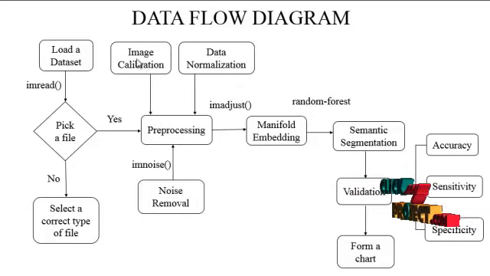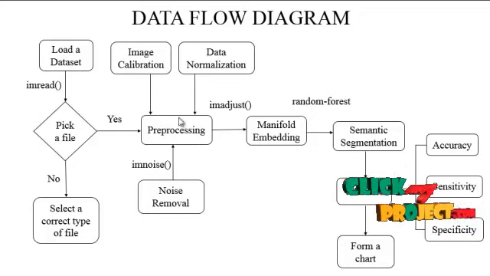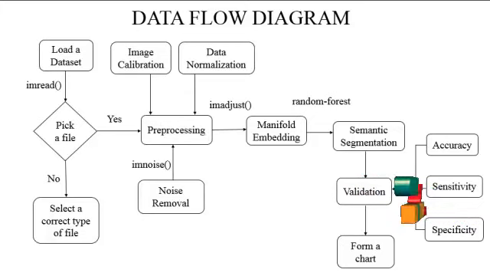In image calibration, we follow the image resectioning, that is the rotation of the image. In data normalization, we can change the range of pixel intensity values. In the system, we use the norm2 function. For noise removal, using the IMNoise function, we can get the result of errors. At the end of pre-processing, we can remove the unwanted parts of the image.